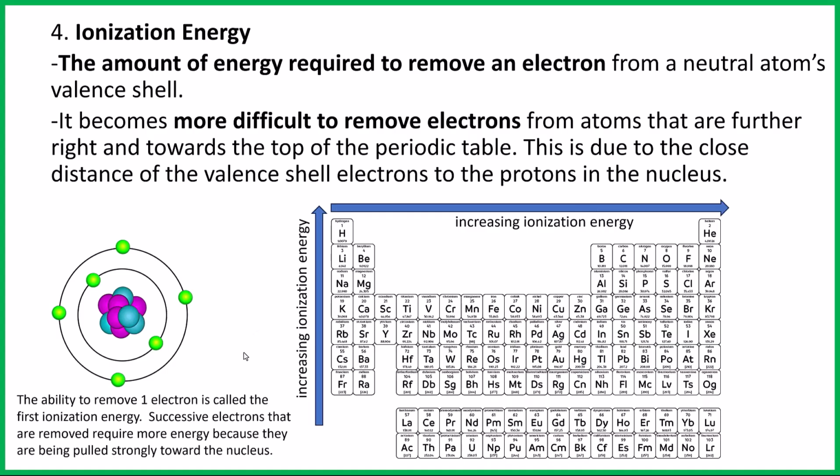The ability to remove one electron is called the first ionization energy. If we were to remove one electron, successive electrons that are removed require more energy, and so they're going to have a higher second ionization energy because they are being pulled even more strongly towards the nucleus, because there's going to be a greater positive charge compared to the remaining negative charges that are left after this electron is pulled off.